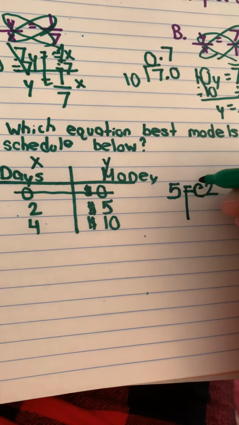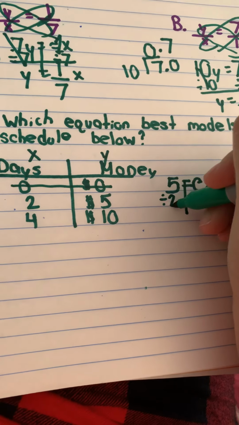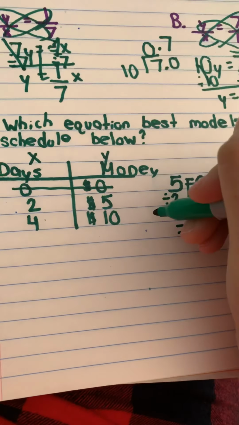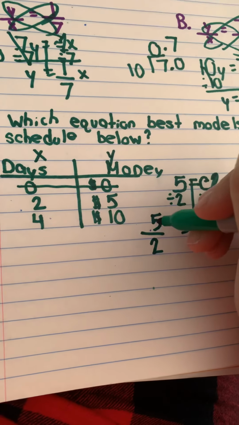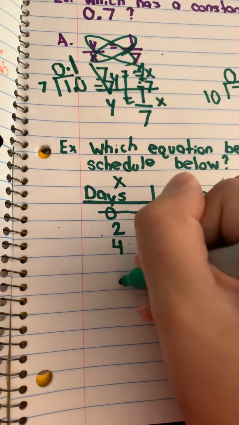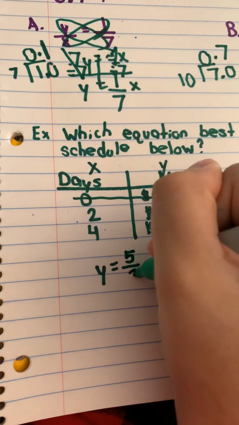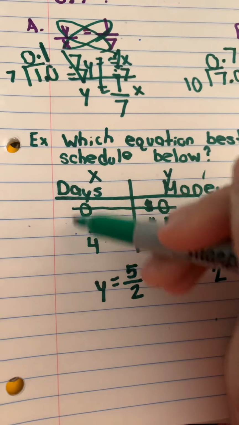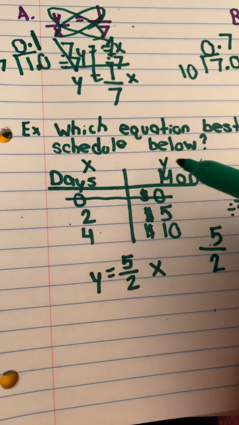So I'm going to put the line down. I want to get the constant of proportionality by itself, which is the C. So I divide by 2 on both sides. These 2's cancel out, and I have C equals 5 divided by 2, or I can just write 5 over 2. I know my constant of proportionality is 5 over 2. So an equation that would best match this would be y equals my constant of proportionality, 5 over 2, x. That equation will match every single one here. I know my x's and my y's. X is your independent variable. Y is your dependent variable.